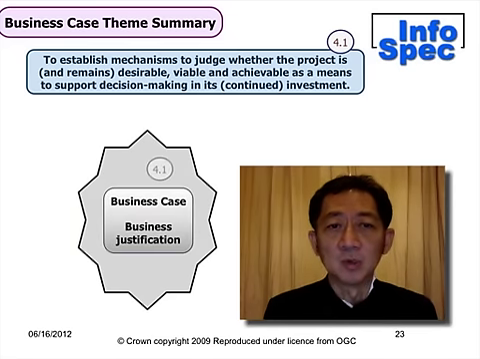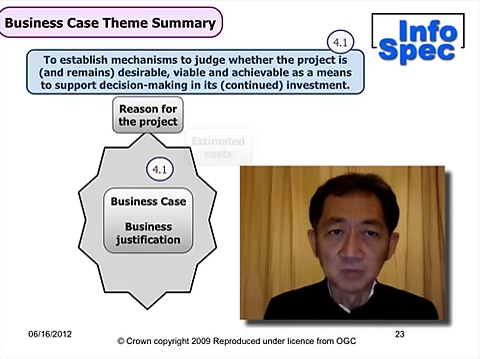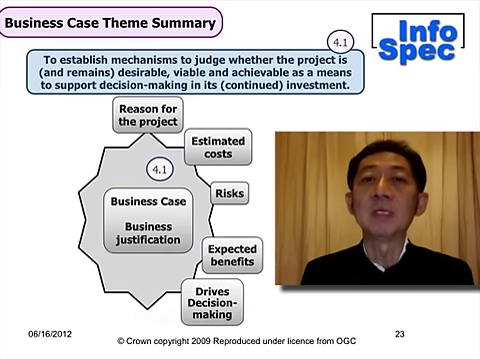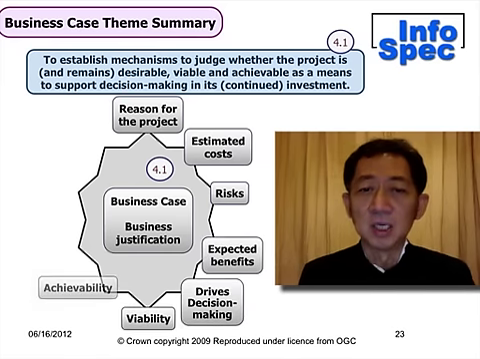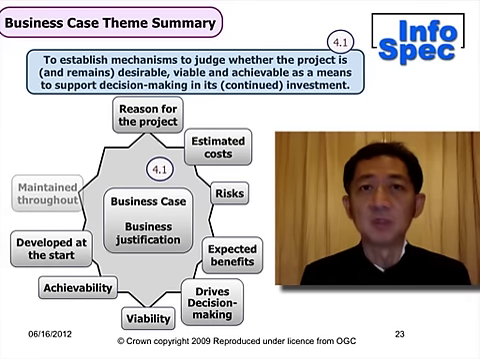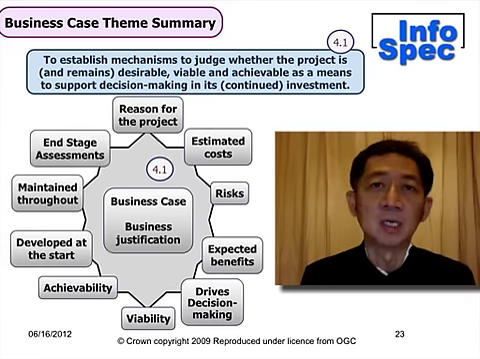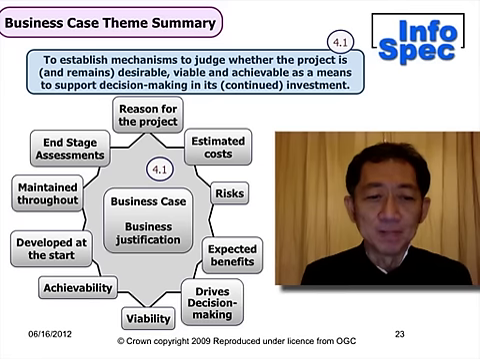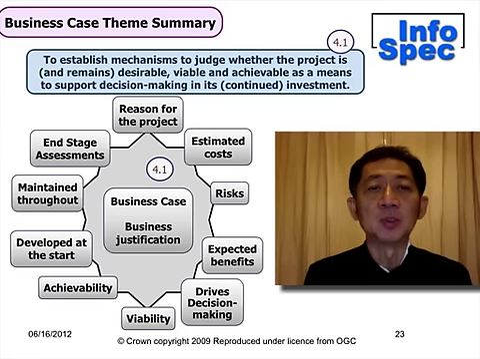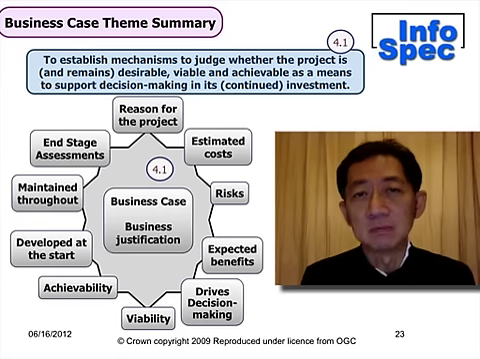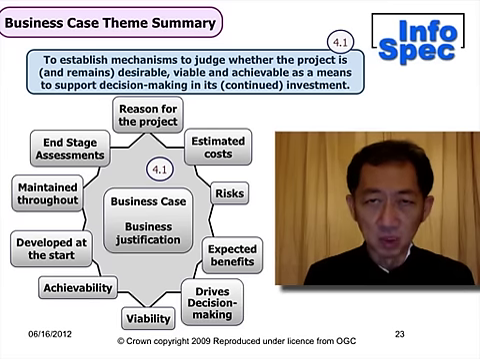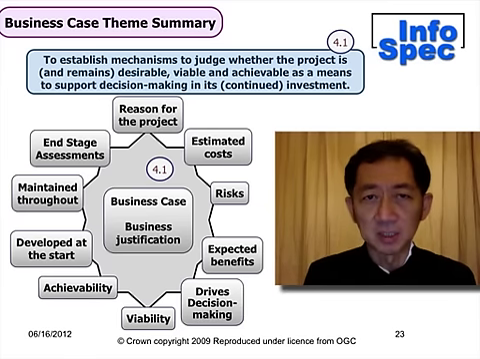Now this gives you a quick overview of the different parts of the business case. You need to know what the reasons for the project are, you need to know what the estimated costs are, as well as the expected benefits. Of course, risk is always there against the achievability of the project. The viability is also considered together with achievability. Can the project be achieved as you go along various parts of the project over the timeline?